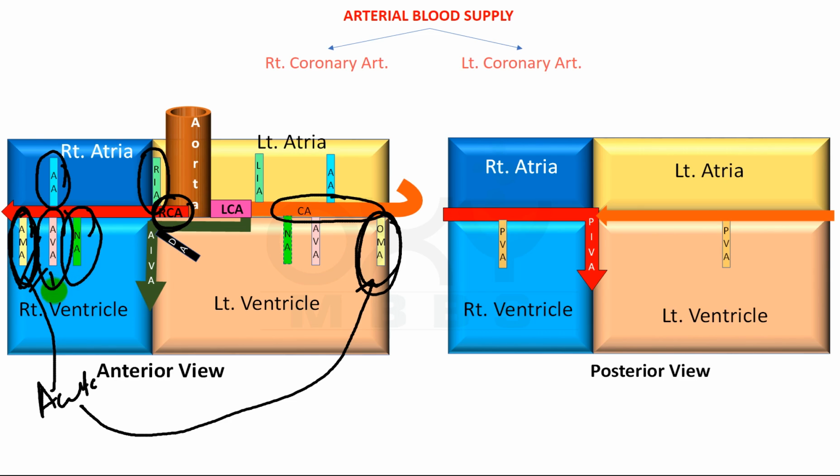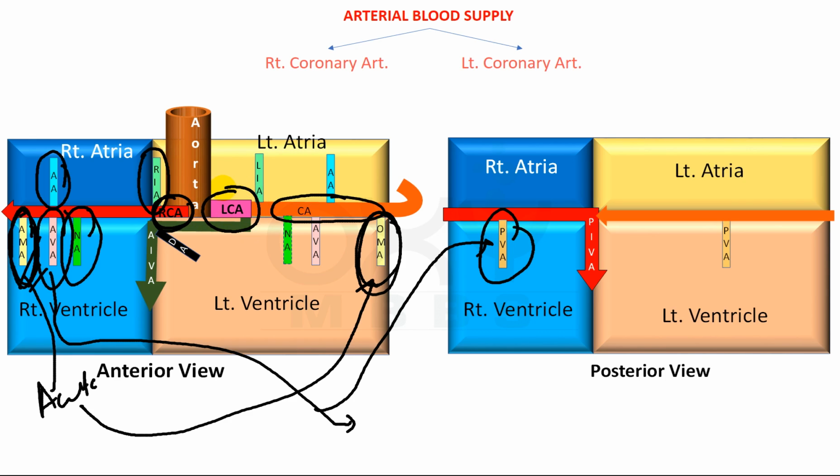And if there is an anterior ventricular branch, then there must be a posterior ventricular branch, and this is the posterior ventricular branch. Now let's talk about the branches of the left coronary artery. There is the left infundibular artery from the circumflex artery. There is an atrial branch, there is an anterior ventricular branch, there is the obtuse marginal artery, and this one is the posterior ventricular branch.